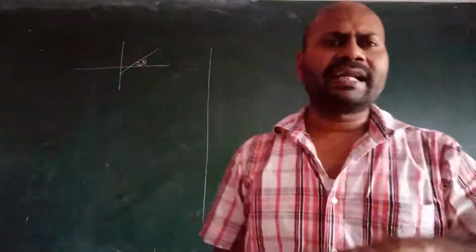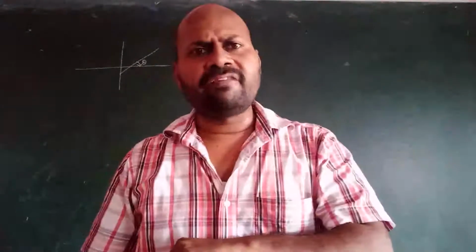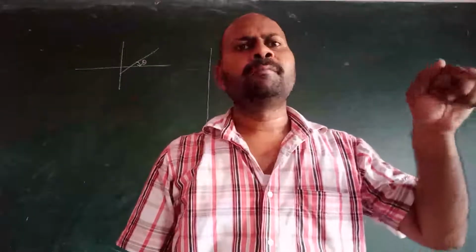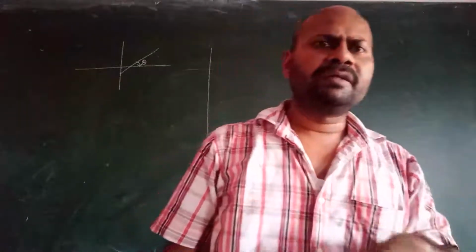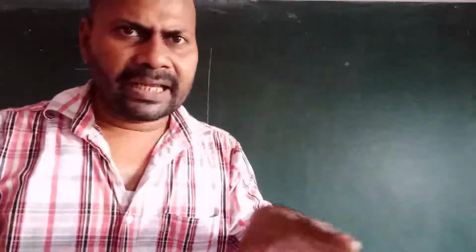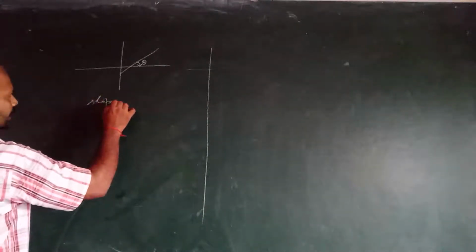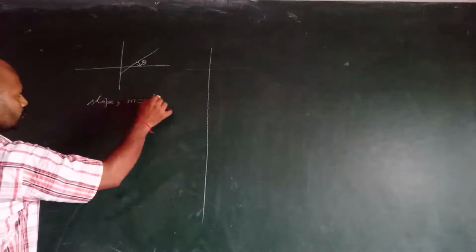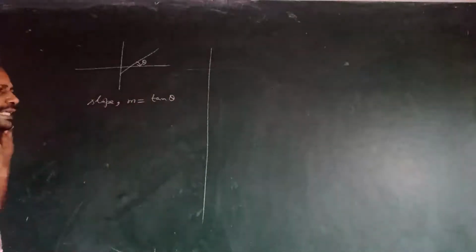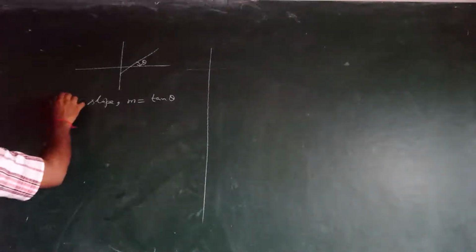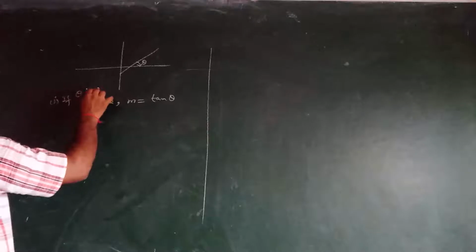angle of that line with the positive x-axis, not the negative x-axis. Towards the positive x-axis, it will make the angle theta, and this slope of the line is called m. m is called tan theta. Tangent of that theta is called the slope. Okay. Number 1, if theta is given.